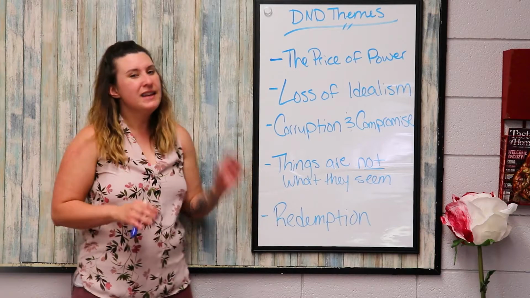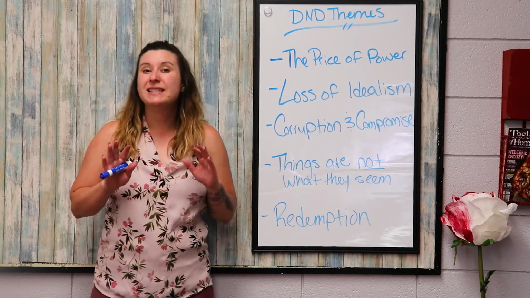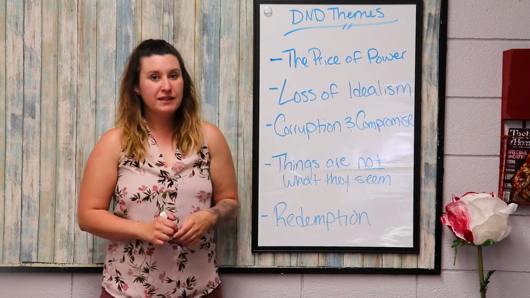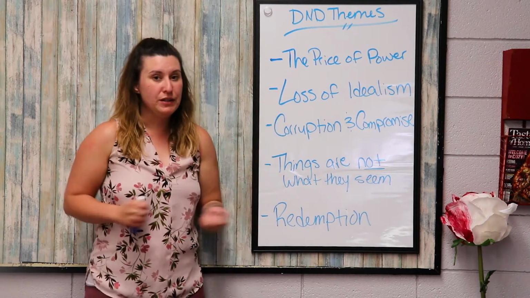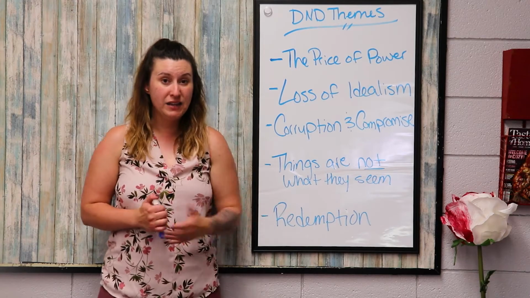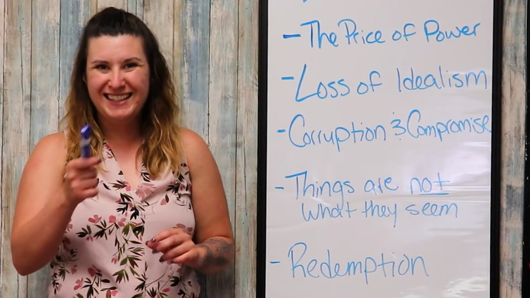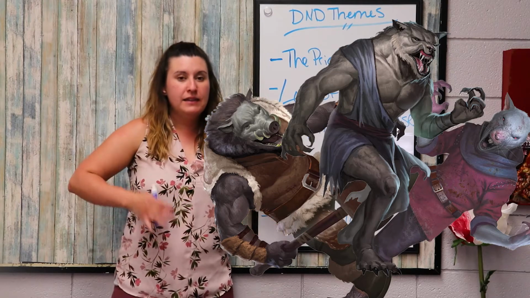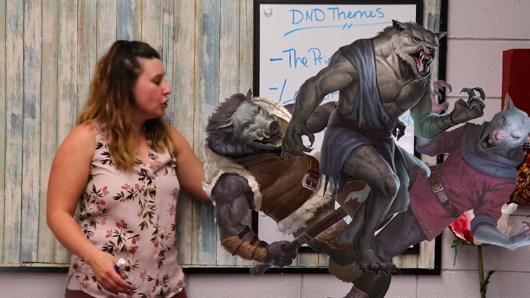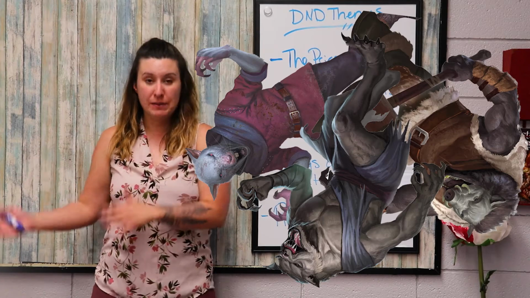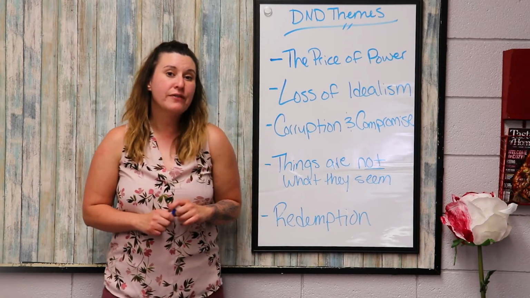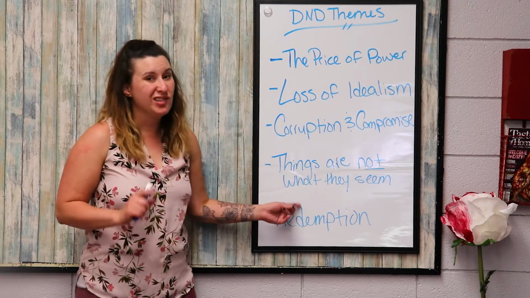Number 4, things are not as they seem. This one is excellent to start even before your campaign begins. Make a list of things that your players know to be true, such as all lycanthropes are evil and they should be killed. And then turn that on its head throughout your campaign. Show that your players should never trust a smile and should never judge a scowl, because things are not always as they seem.